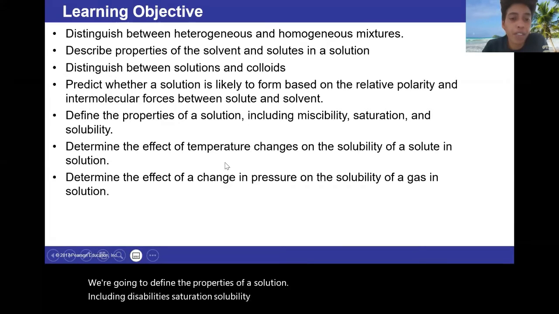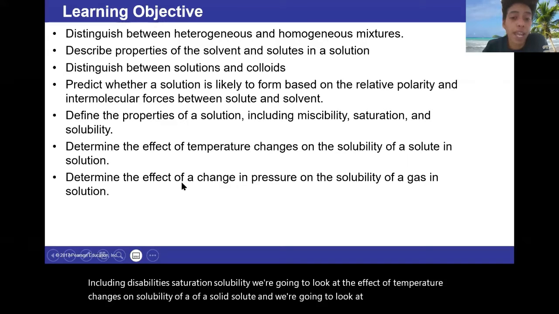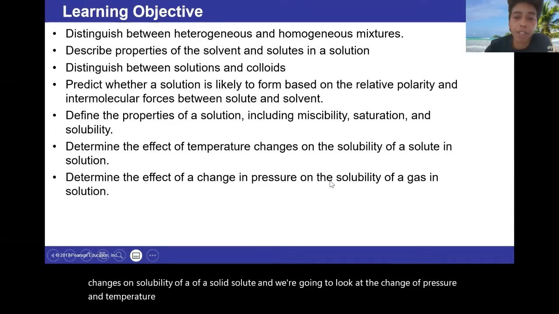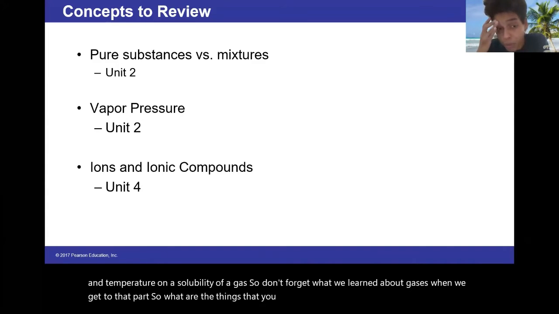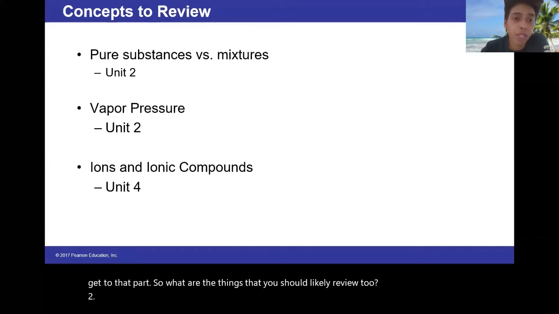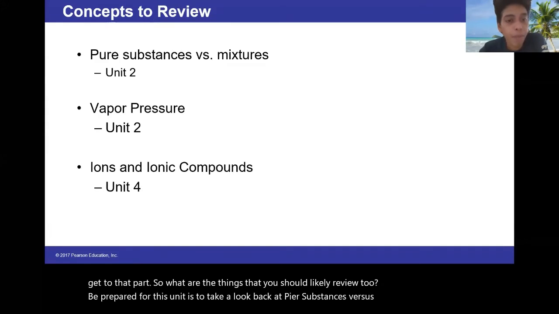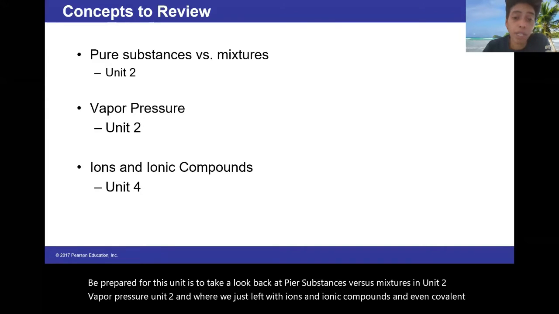We're going to look at the effect of temperature changes on solubility of a solid solute. And we're going to look at the change of pressure and temperature on the solubility of a gas. So don't forget what we learned about gases when we get to that part. So what are the things that you should likely review to be prepared for this unit is to take a look back at pure substances versus mixtures in Unit 2, vapor pressure in Unit 2, and where we just left with ions and ionic compounds, and even covalent compounds as well, because they can make solutions too.